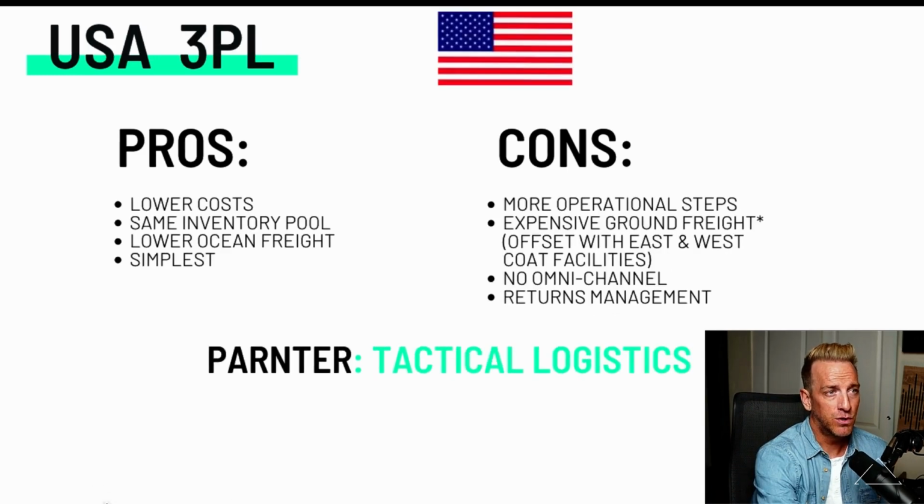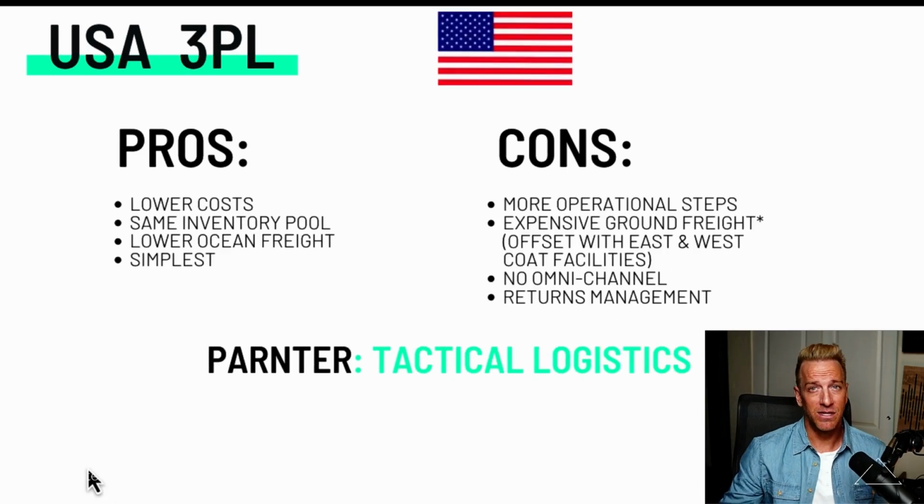Now, the other approach, which we talked about too, and how we use this, is using a US-based 3PL. Pros are you've got lower cost, you've got the same inventory pool, lower ocean freight because you're coming into the US, and frankly, it's just easier, less headaches, less operational considerations. The cons of that is you do have more operational steps because you've got to truck it through Canada, pay Canadian imports and US imports. You've got more expensive ground freight in some cases, depending on where it's going in Canada. You've got no omni-channel fulfillment, so you can't do the Shopify stuff. You can't do retailer shipments.